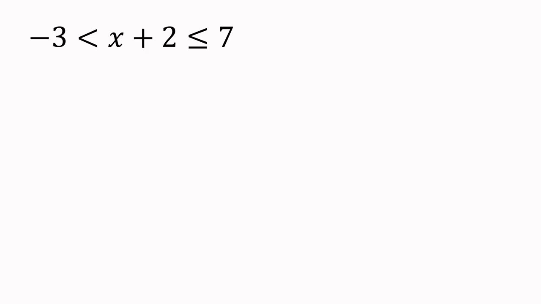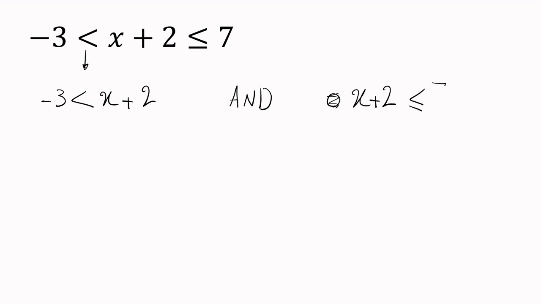Whenever you see something like this, it means a variable expression is limited between two inequalities. You must know that this is showing and, so I can rewrite that as x plus 2 is greater than negative 3 and x plus 2 is less than or equal to 7. I can rewrite that as this. By the way, there are two methods for solving this example. I'm gonna solve it with those two methods.